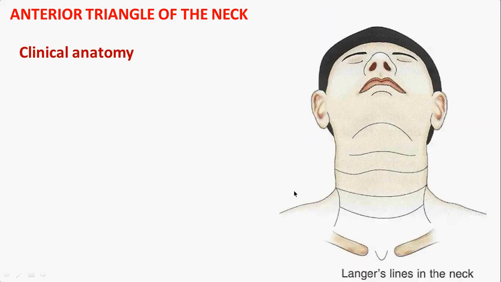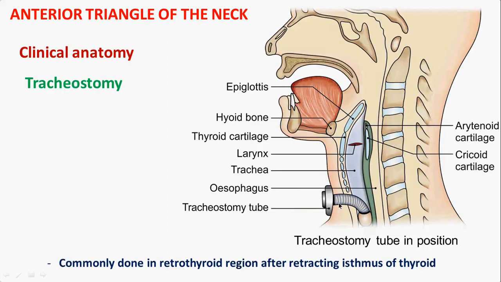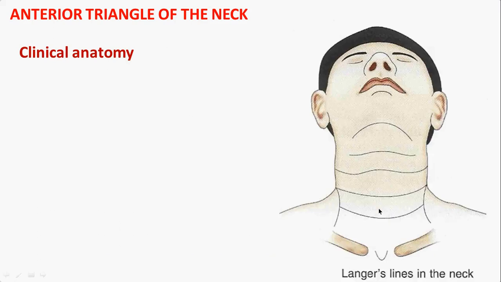Another applied anatomy is related to tracheostomy. We do tracheostomy below, posterior to the isthmus of the thyroid gland. These are called Langer's lines in the neck. Whenever you want to give an incision, we have to give it along this line, so no marks can be seen and healing is better.